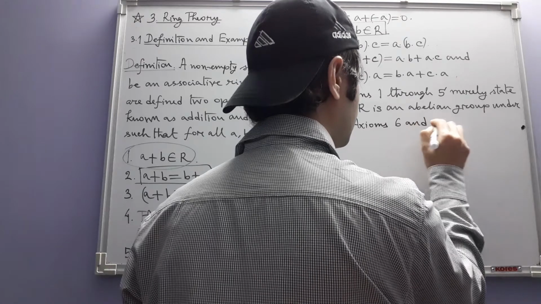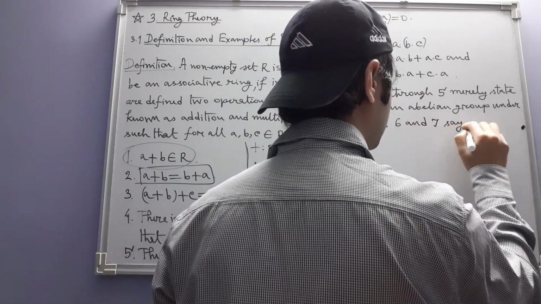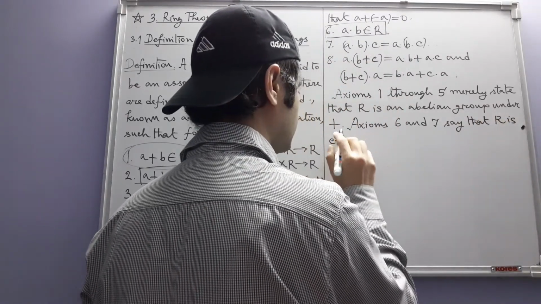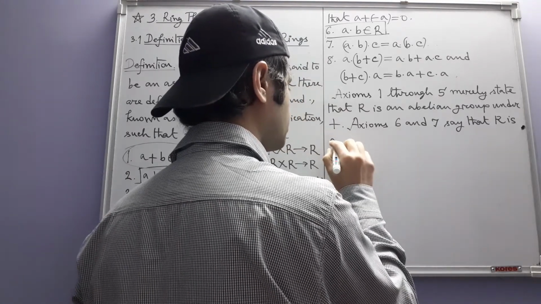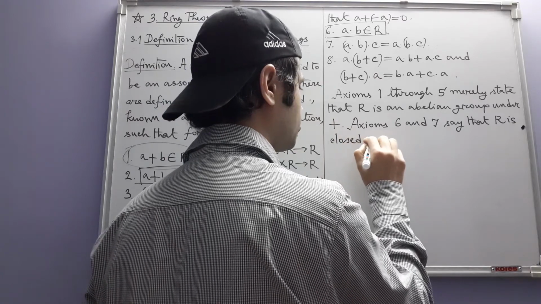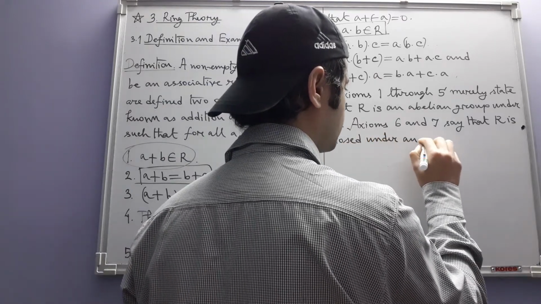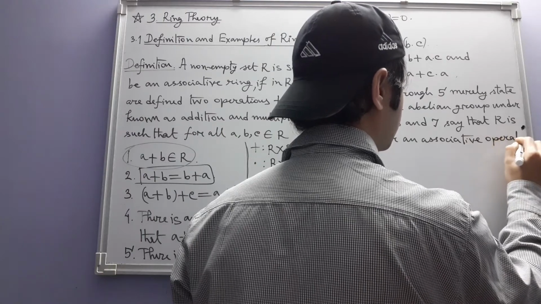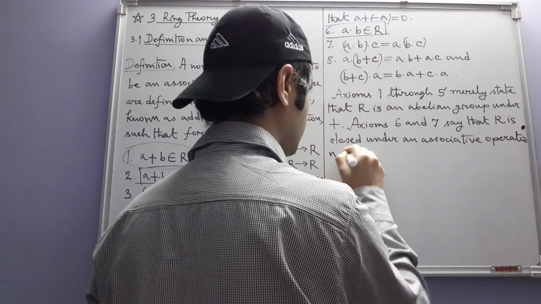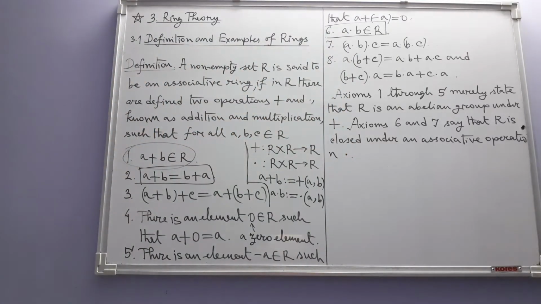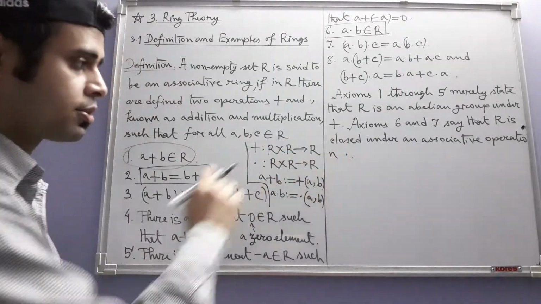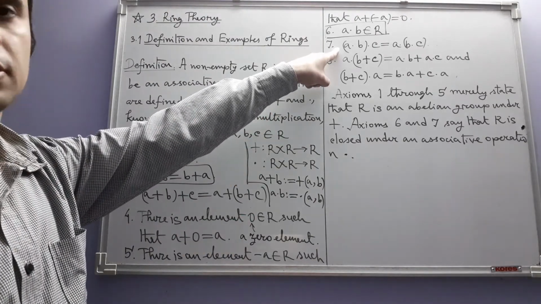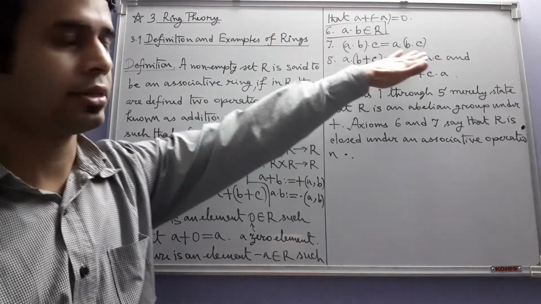Axioms 6 and 7 say that R is closed under an associative operation dot, which is multiplication. Okay, this is dot, this is full stop or period. So the 6th and 7th one say that R is closed under an associative multiplication.